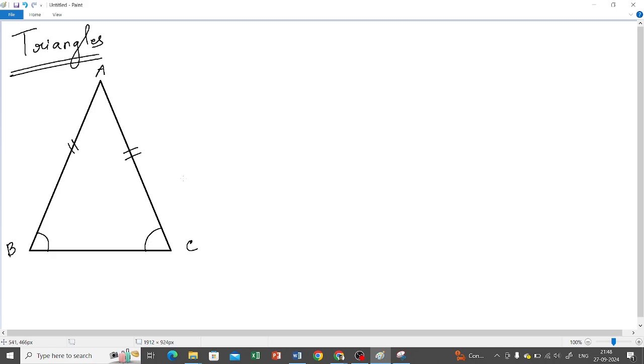That means these two base angles are also equal, right? So if these two base angles are equal, okay. Remember that when two sides are equal, then the base angles are equal. All right.